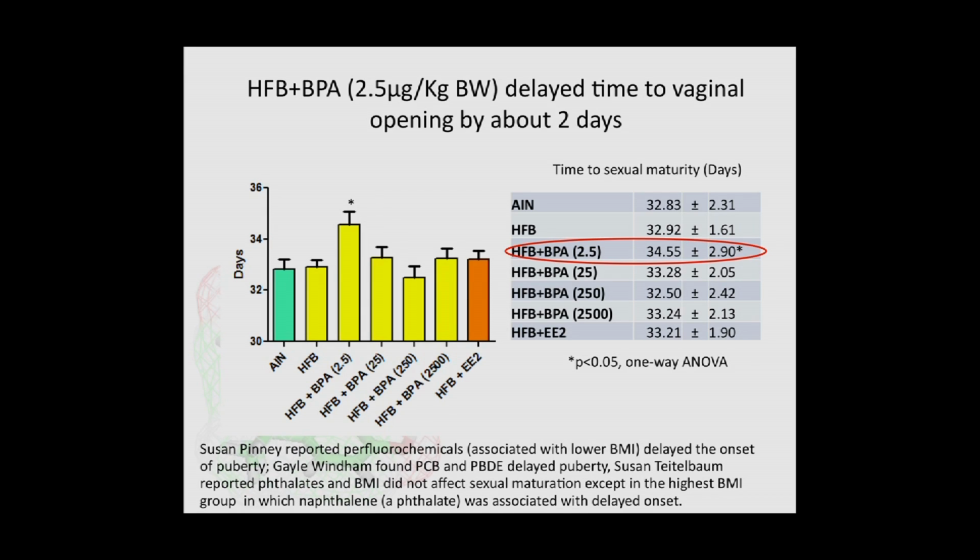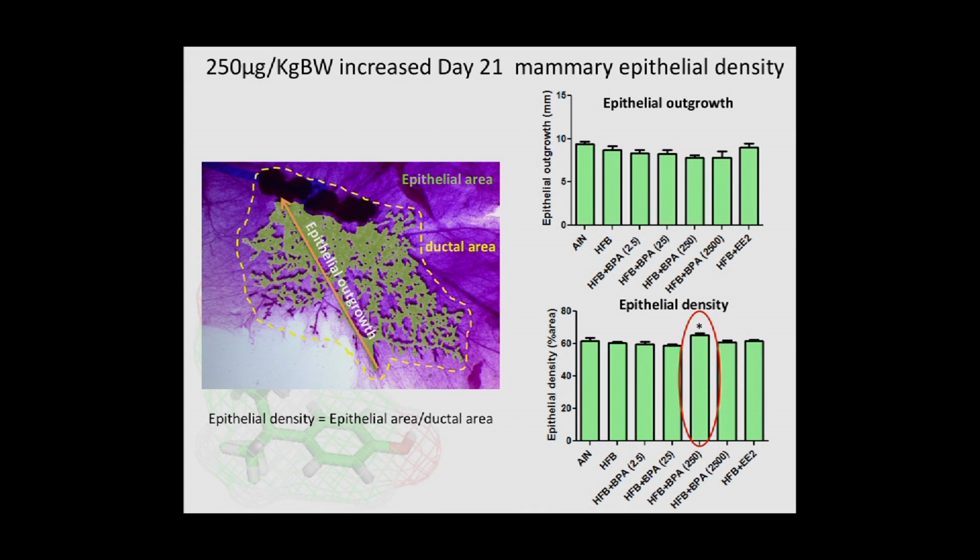And this is in agreement with Dr. Susan Pinney's reporting of peripheral chemicals associated with lower BMI, which we showed you earlier, delaying the onset of puberty. Gail Wyndham also found PCB and PPDE delaying puberty, and Susan Tannenbaum reported that phthalate and BMI did not affect sexual maturation except in the highest BMI group, in which one of the phthalates was associated with delayed onset of puberty.